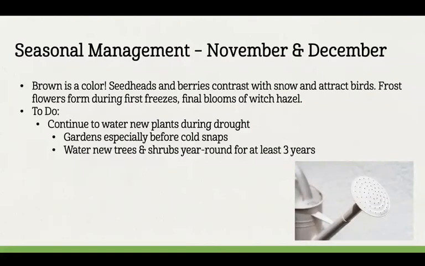During this time, we've got just a few garden tasks. We're going to continue to water new plants during drought, which happens during the winter as well. We don't notice it as much sometimes, but we need to be aware of that, especially before a cold snap, to make sure that we've got some water into the plants to help them through the winter. We want to water new trees and shrubs year round for at least 3 years. And I'll have some information on some easy ways to do that for you in the links.